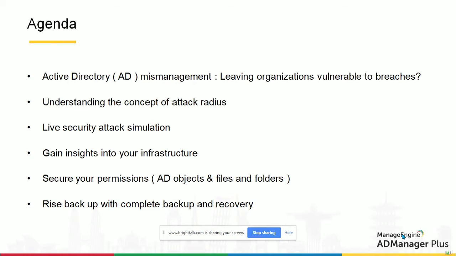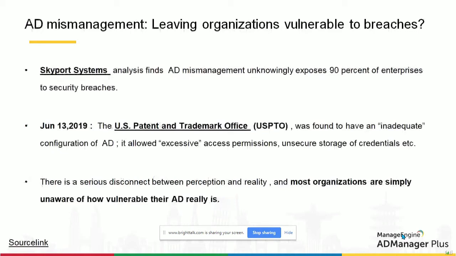So, Active Directory mismanagement. Does it actually leave your organization or your company vulnerable to security breaches? Here are a few stats. Skyport Systems analysis finds that Active Directory mismanagement unknowingly exposes 90% of enterprises to security breaches. On June 30, 2019, the U.S. Patent and Trademark Office, or the USPTO, was found to have an inadequate configuration of Active Directory. They allowed excessive access permissions. The credentials or the passwords used within the organization were not secure, and the credentials were not stored in a secure manner.